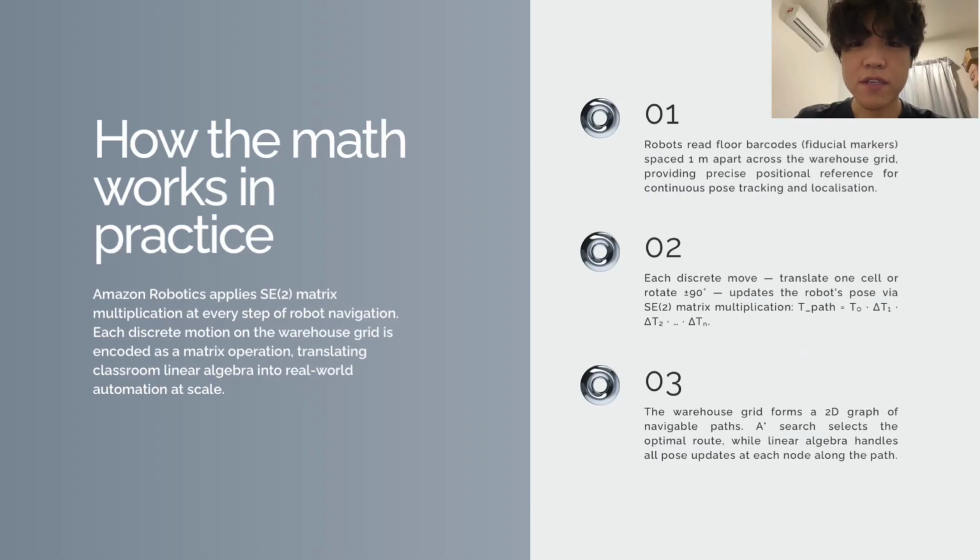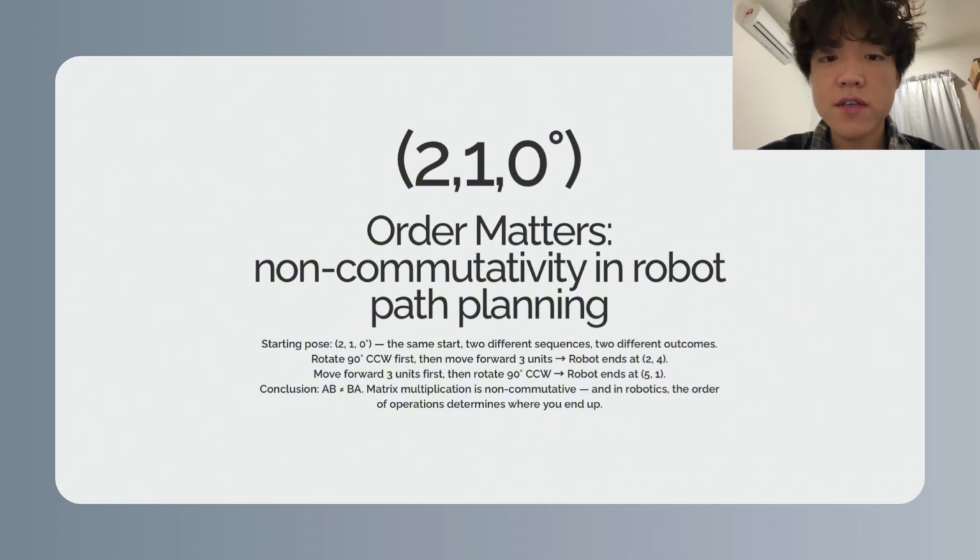Rotate then translate, steps 1 to 2. Versus translate then rotate, step 3. Starting from (2, 1), 0 degrees. Show all arithmetic. Order matters. No commutativity in robot path planning. Starting pose (2, 1), 0 degrees. The same start. 2 different sequences, 2 different outcomes.